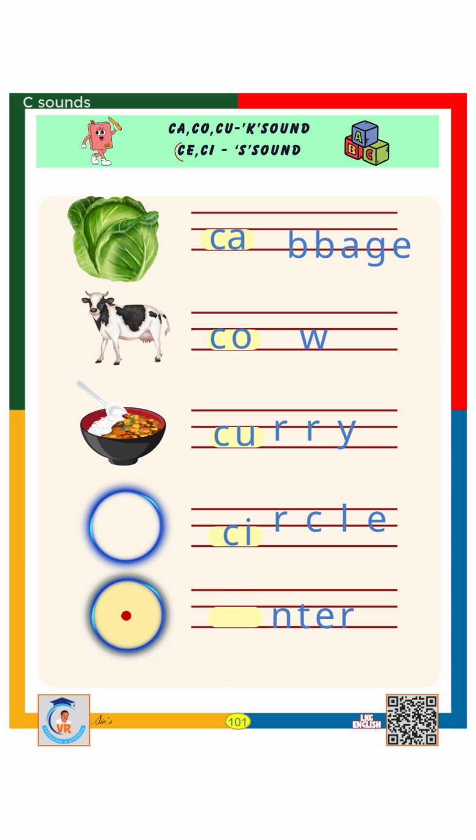So, for I and E, S sound. For A, O, U, K sound, K sound. Notice this. Now write all the letters in the yellow part.